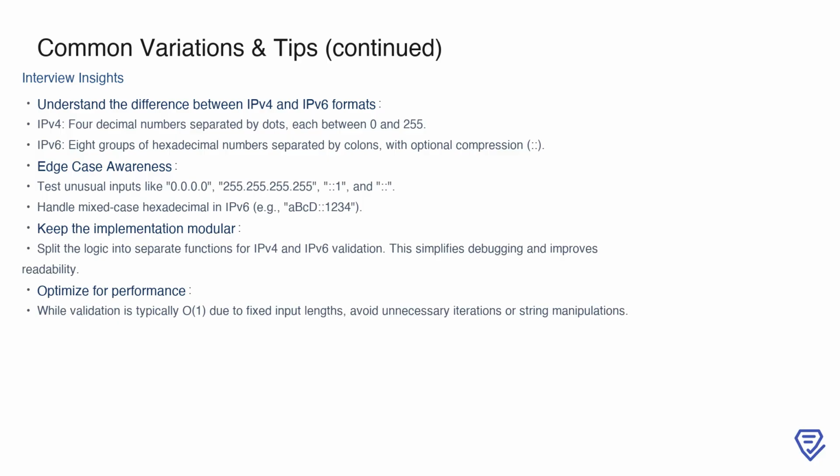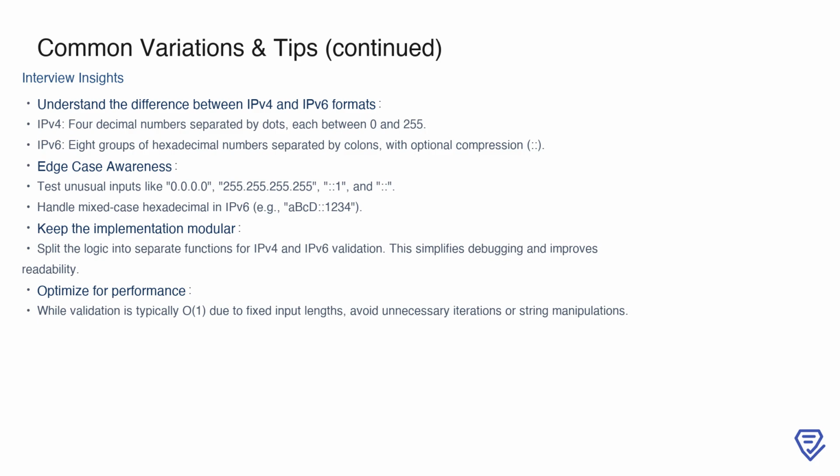Keeping your implementation modular is another key tip. By separating the logic for IPv4 and IPv6 into distinct functions, you can simplify debugging and enhance readability. Finally, while validation is typically efficient due to fixed input lengths, avoid unnecessary computations or redundant string operations to optimize for performance.